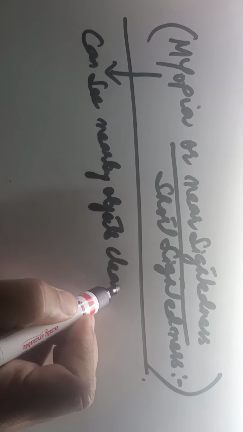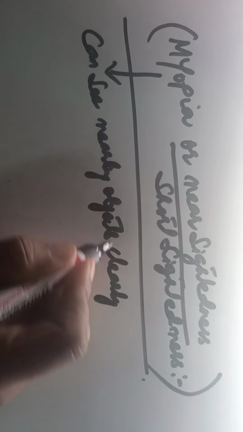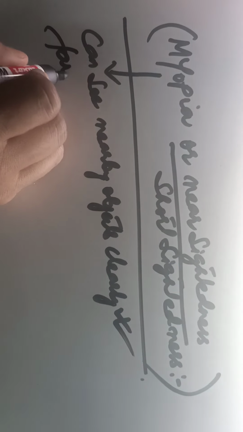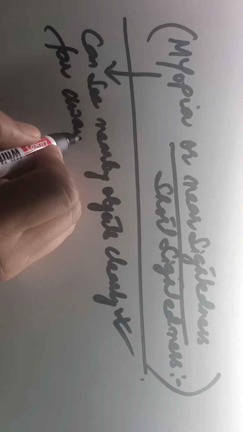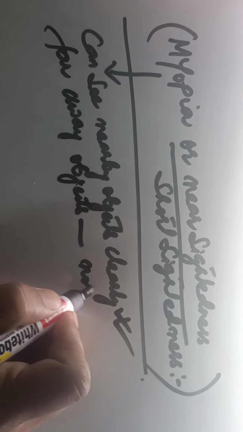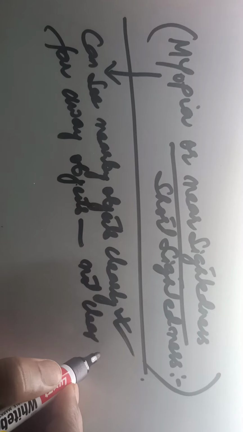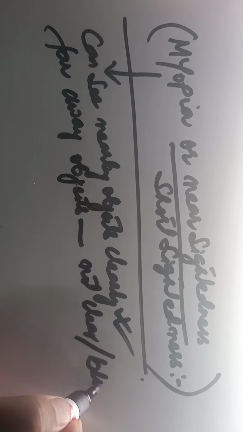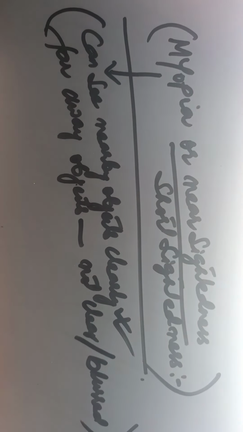Can see nearby objects clearly, but far away objects, it's not clear. Okay, far away objects is not clear, or it is what? It is blurred, right? Cloudy, or whatever you call it. So what is myopia? Myopia is that defect of the eye in which a person can see nearby objects clearly but cannot see distant objects clearly or distinctly.